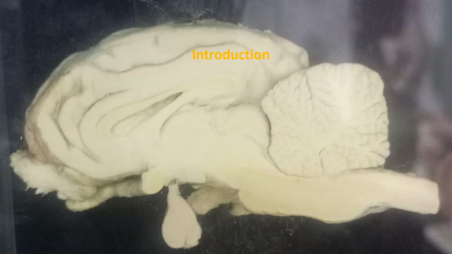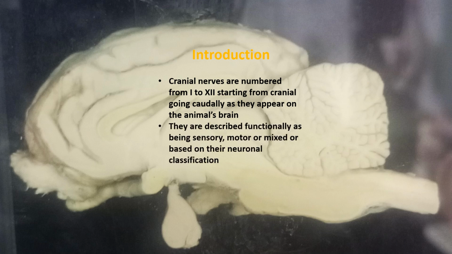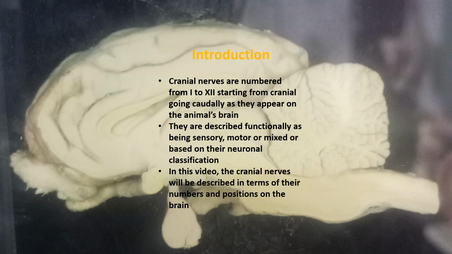A few remarks before I list and say something about each of the 12 cranial nerves. The cranial nerves are numbered from 1 to 12, starting from cranial going caudally, as they appear on the animal's brain. They are described functionally as being either sensory, motor, or mixed, or they are sometimes described based on their neuronal classification. So there is a way in which they are classified based on their function. This is going to be seen in the other videos on how this classification comes about. In this video, the cranial nerves will be described in terms of their numbers as well as their positions on the brain.